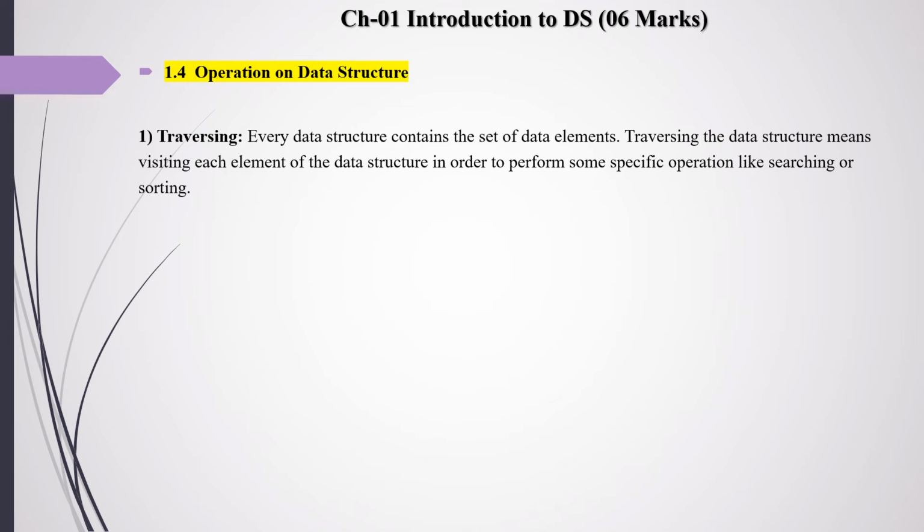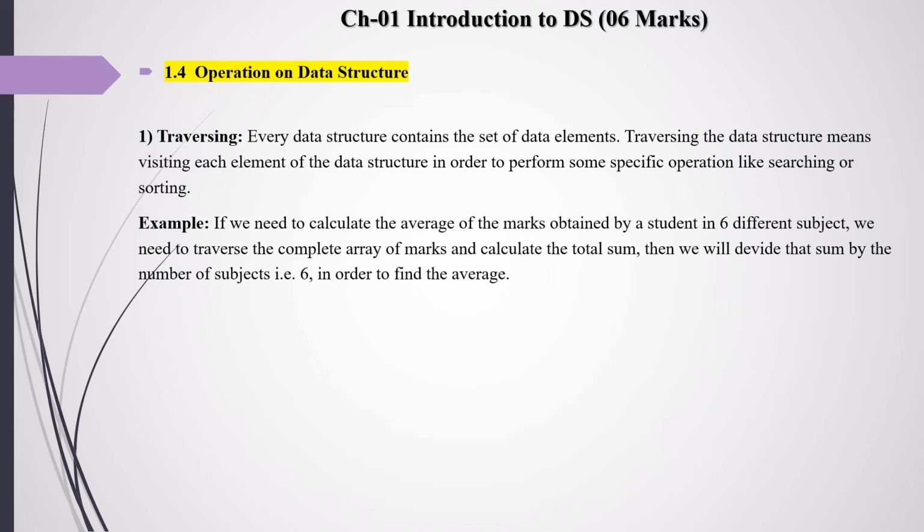Every data structure contains a set of data elements. Traversing the data structure means visiting each element of the data structure in order to perform some specific operation like searching or sorting. So the simple meaning of traversing is to visit all elements in the data structure to perform some operation. Example: if we want to calculate the average of the marks obtained by a student in 6 different subjects, we need to traverse the complete array of marks and calculate the total sum. Then we divide the sum by the number of subjects, that is 6, to find the average.